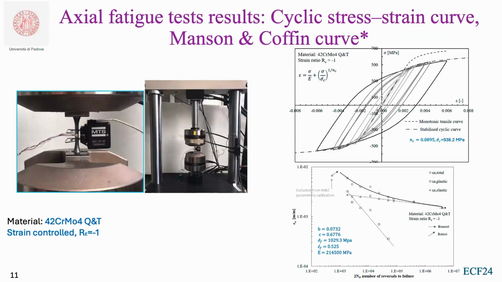One of our colleagues is from Padova University in Italy. They did some experimental tests to obtain some results. As you can see, they provided a cyclic stress-strain curve to obtain the Ramberg-Osgood parameters, NSC and sigma prime C, and they also provided a Manson-Coffin curve to obtain some other parameters. The material used in our project is 42CrMo4 quenched and tempered, and we use strain control, I mean R epsilon is -1.